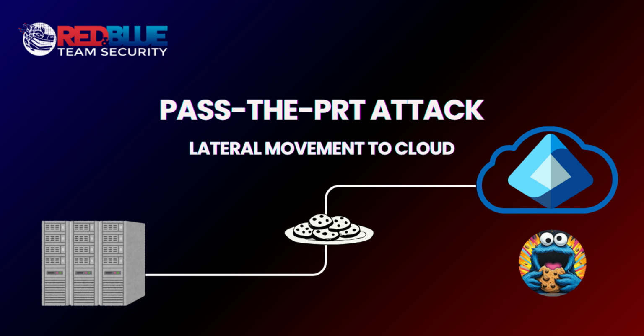Today, we are diving into an advanced post-exploitation technique, lateral movement to cloud using the Pass-the-PRT attack. In this video, we will break down what a primary refresh token is, how attackers can extract and abuse it, and step by step, how the Pass-the-PRT technique can be used to gain unauthorized access to Microsoft 365 and Azure, bypass MFA and impersonate the user in the cloud. This is a critical topic for both offensive and defensive security professionals. So stick around if you want to understand how attackers move from on-prem to cloud environments. Let's get started.